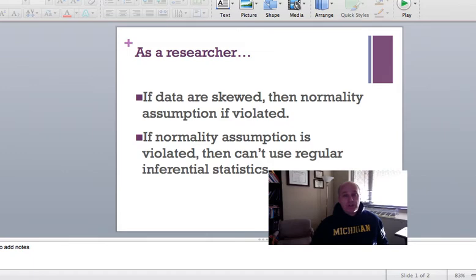If the data are skewed, that means the curve is really peaked or really flat or off to one side or the other. If it has skew or kurtosis, then it's not normally distributed. And if it's not normally distributed, that means that you can't use all the inferential statistical tests that we're going to be using later in the semester. So that's kind of why we're raising the point now.